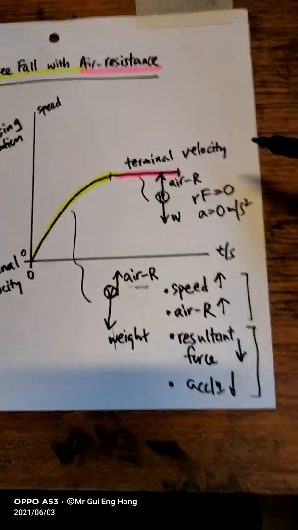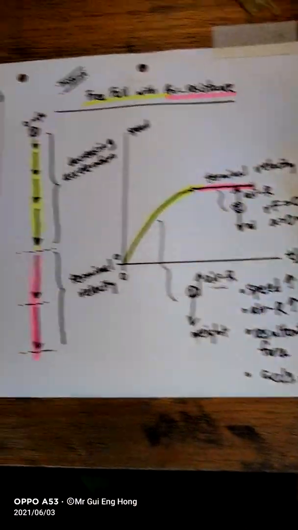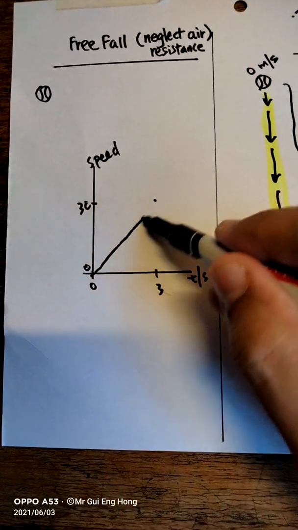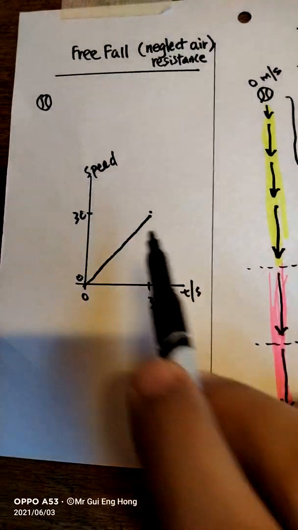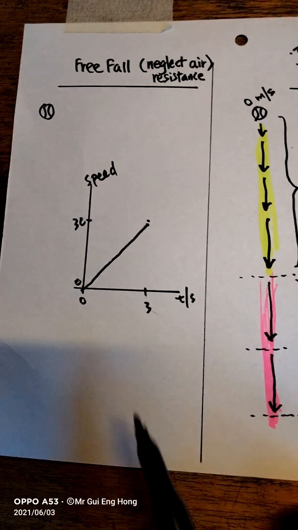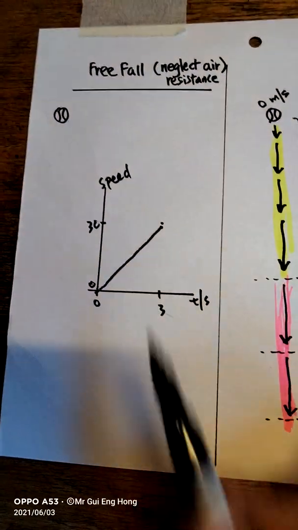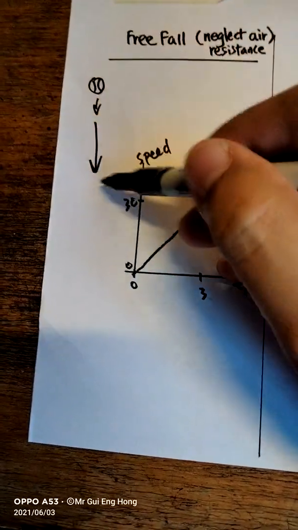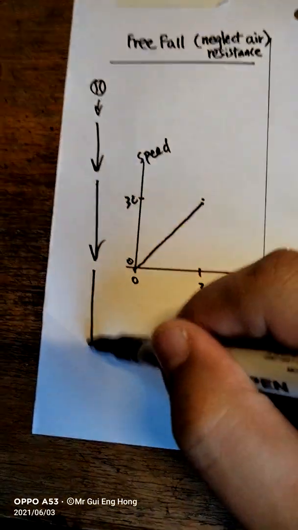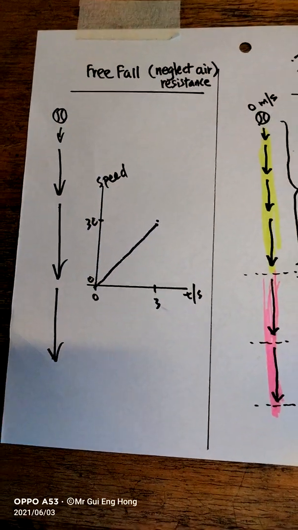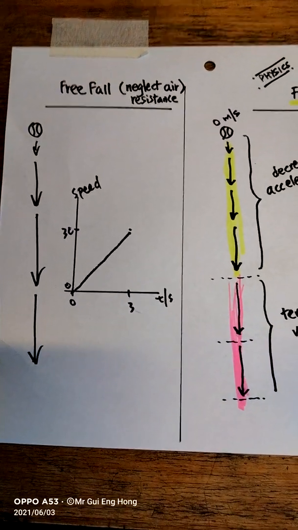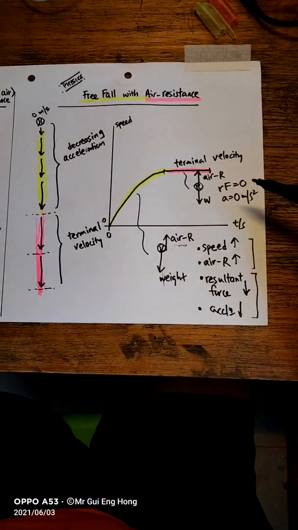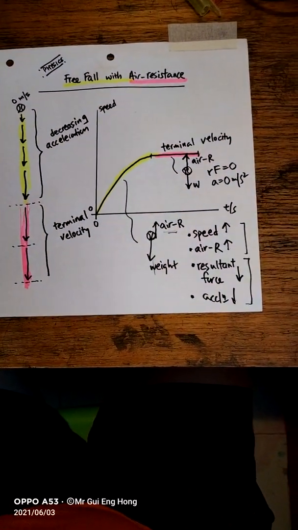So this is about terminal velocity. Now if something drops in vacuum, neglecting air resistance, as mentioned in the previous chapter, it will just continue to go faster and faster at a rate of 9.8, or in O level taken as 10 meters per second squared. Thank you.